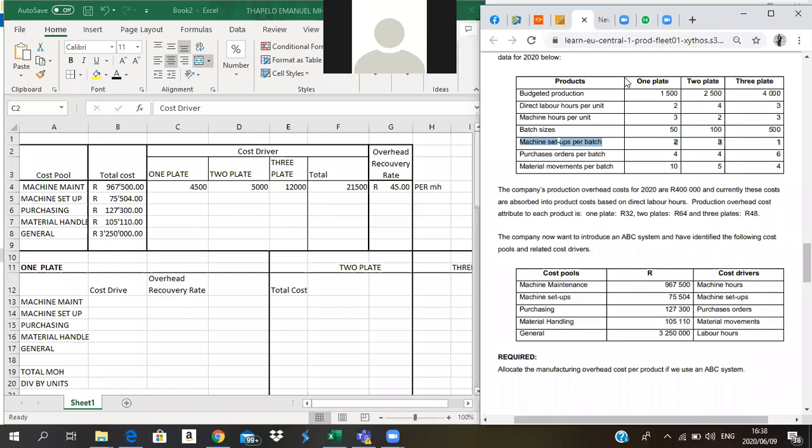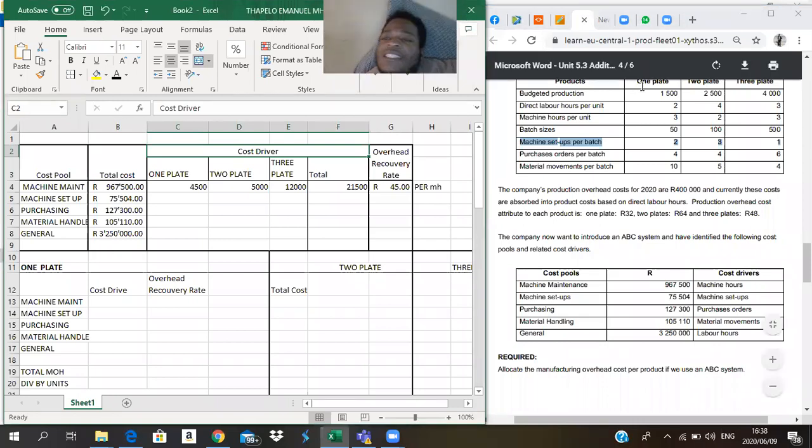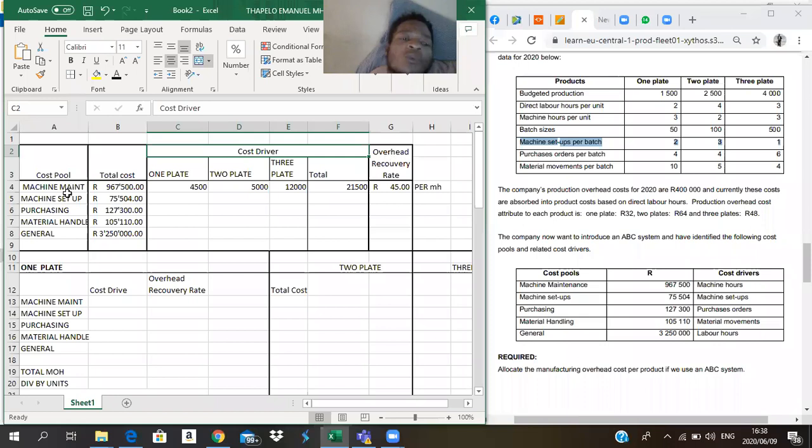Okay. So guys, we have these cost pools which we need to allocate to our products. Our products are these three products. So we have one plate, we have two plates, and we have three plates here, guys. So the first step is you need to calculate your overhead recovery rate for each cost pool that you have here, guys. We have the machine maintenance, the machine setup, purchasing material, and general.